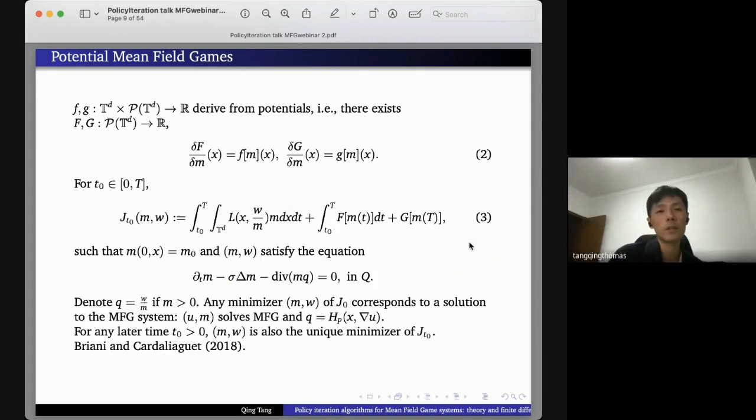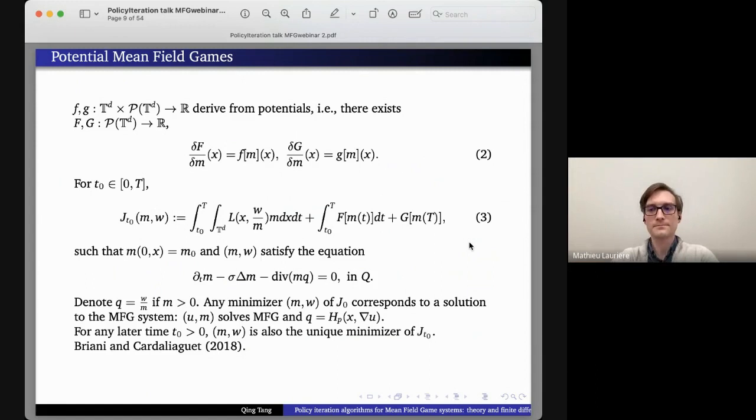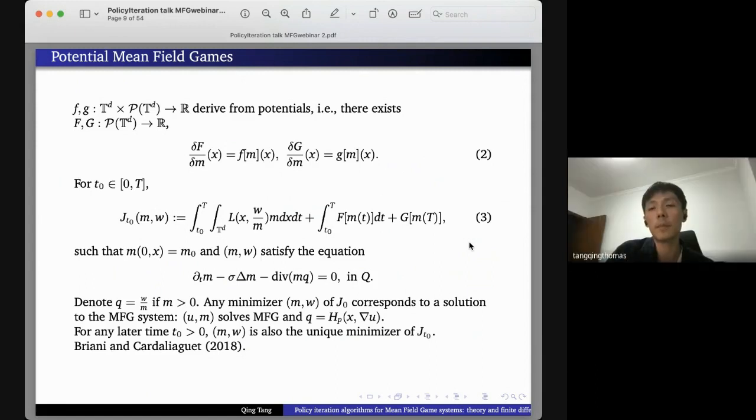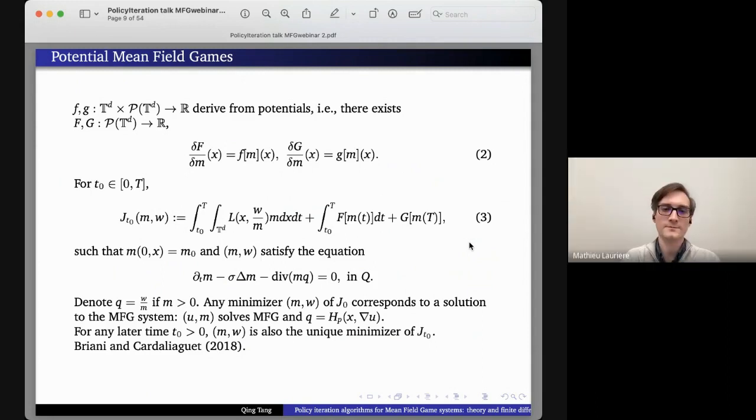If you have a solution to the MFG system, which gives you an (m, w) that is a minimizer from time 0, then the restriction of this (m, w) from any time T0 would also be a minimizer from T0 to capital T. It would not be anything else. It would just be it. But that is not very obvious. It was shown in one paper, on stable solutions to mean field games. Okay. Thanks.